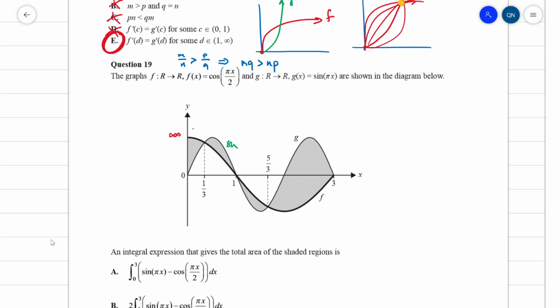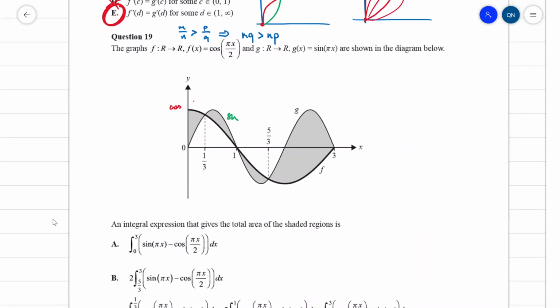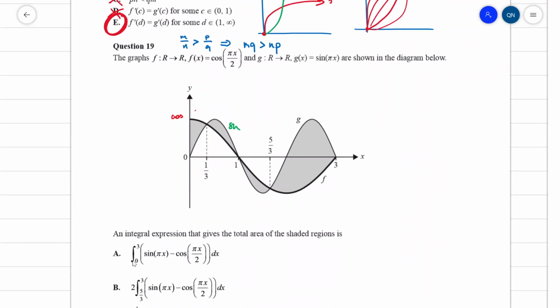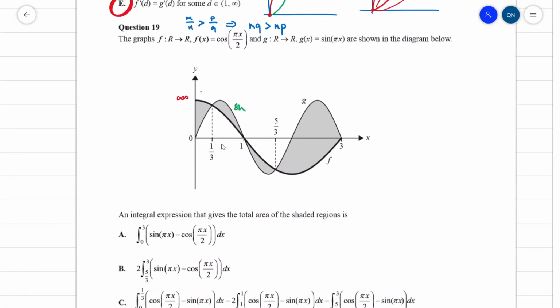An integral expression that gives us the total area of the shaded region is, looking at A, the integral from 0 to 3 of sine minus cos. That's not going to be it there, because your area is kind of going up and down. The functions are interweaving, so you're going to get signed areas adding up, which you don't want. So it's not A. Is it B?